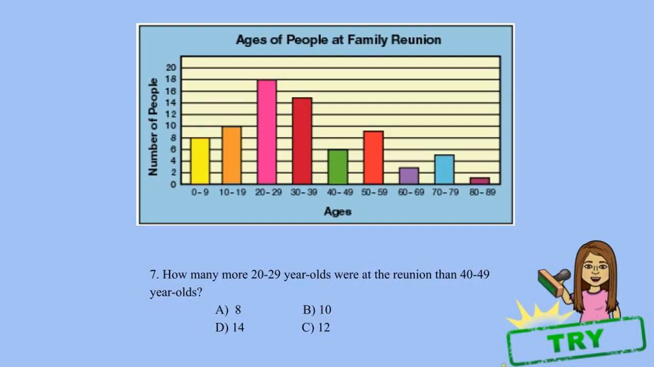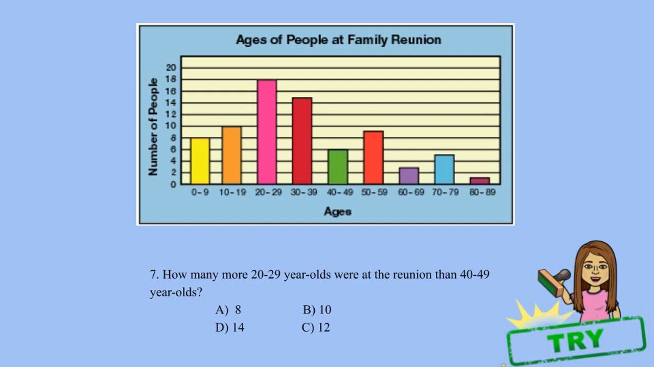So if we look at this bar graph, the ages of people at a family reunion, what you see is a bunch of ages and a bunch of numbers of people. That's why this is a bar graph, because the number of people is not dependent on the ages. So to just say only 6 people that are 9 can come to this party, it's not dependent on that. So the question says, how many more 20 to 29-year-olds were at the reunion than 40 to 49-year-olds?